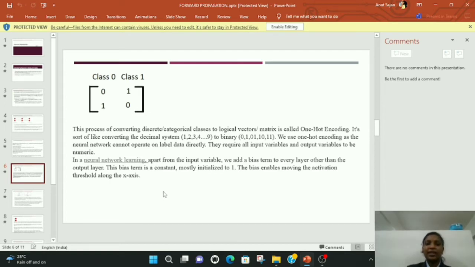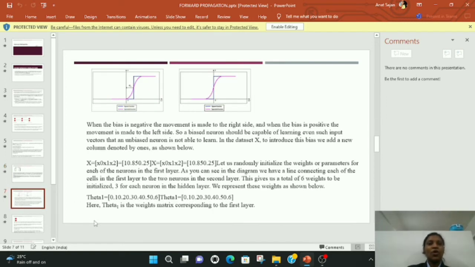In neural network learning, apart from the input variable, we add a bias term to every layer other than the output layer. This bias term is a constant, mostly initialized to 1. The bias enables moving the activation threshold along the x-axis. When the bias is negative, the movement is made to the right side, and when the bias is positive, the movement is made to the left side. So the biased neuron should be capable of learning even such input vectors that an unbiased neuron is not able to learn. In the data set X, to introduce the bias, we add a new column of ones as shown below. Here you can see the values.